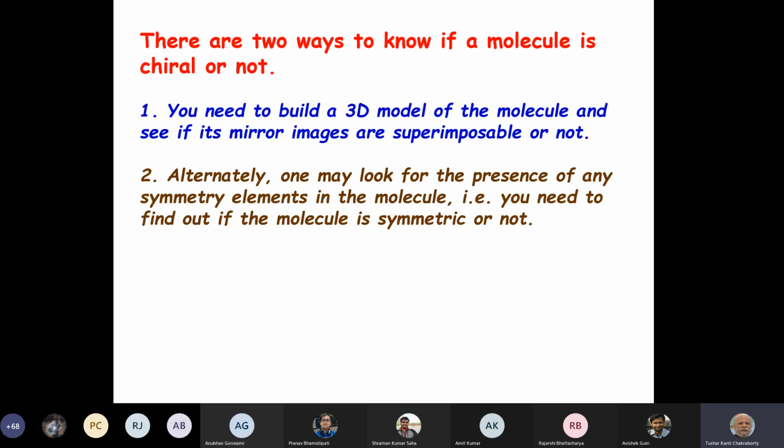Or you have to look for symmetry elements in the molecule, whether they are present or absent. If those symmetry elements are present, then you can say this molecule is symmetric and has no chirality. And if there is no symmetry element, then you can say this has an inherent dissymmetry, so this molecule is going to be chiral.